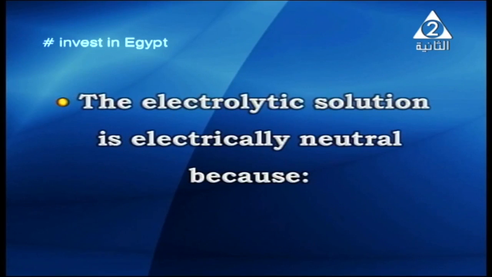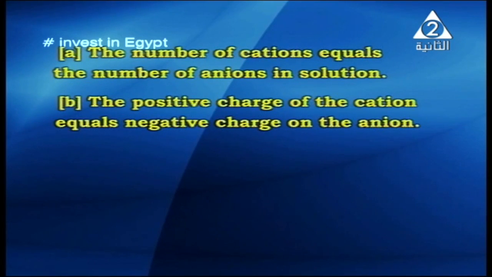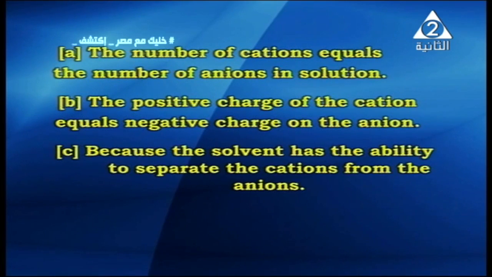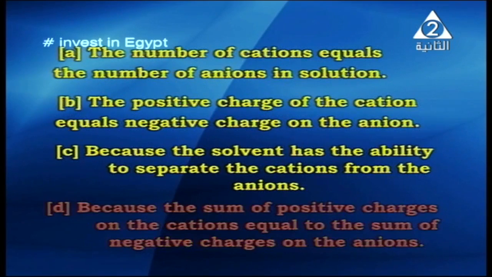My dear student, next point, the electrolytic solution is electrically neutral because the number of cations equals the number of anions in the solution, the positive charge of the cation equals the negative charge of the anion, because the solvent has the ability to separate the cations from the anions, because the sum of the positive charges of the cations equals the sum of the negative charges on the anions. If you think about it, yes, the answer will be because the sum of the positive charges on the cations equals the sum of the negative charges on the anions.